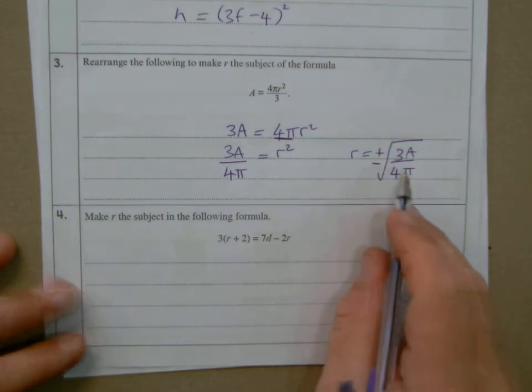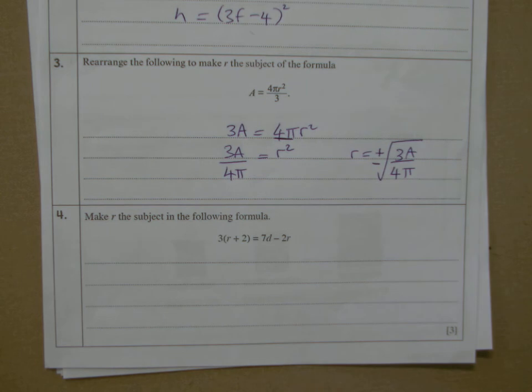Because essentially it could be a minus. Remember, when you square a minus, it becomes a positive. So there are actually 2 possible answers there. That's one thing to look out for. Because as I said, squaring the positive of this would give you 3a over 4 pi, but if you square the negative of it, well, 2 minuses make a plus, and you get the same answer.